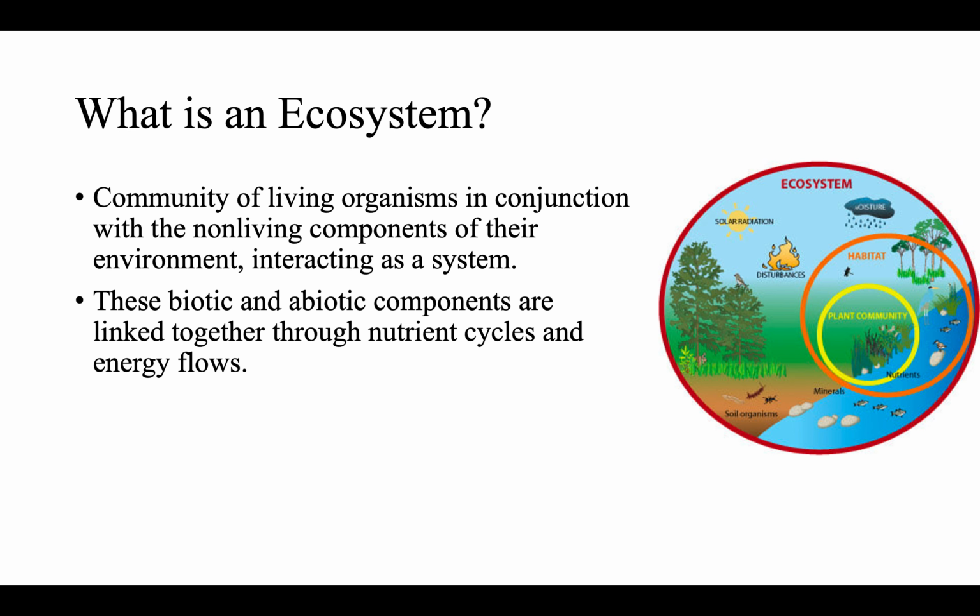So as you can see from this little diagram over here, we have an example. There is a plant community. All of the plants here make up the community. And then zoom out a little bit, and there is the habitat, which includes the other living species and their interactions and relationships. And then beyond that, we also have the ecosystem, which also includes external abiotic factors like the sun and disturbances and moisture and things like that.